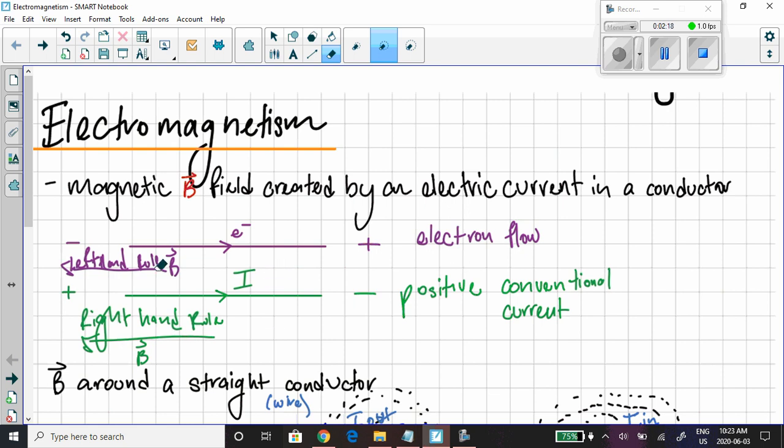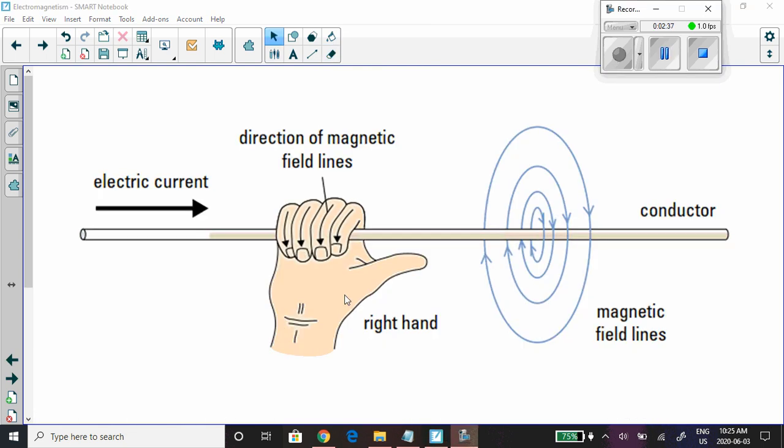The video is all about left-hand rule because it's using electron flow. Our textbook and most textbooks around the world, and the majority way of looking at this, is through positive conventional current, right-hand rule. So please be aware of that. So we're using electric current here. This is positive conventional current. This is I. It's not electron flow.